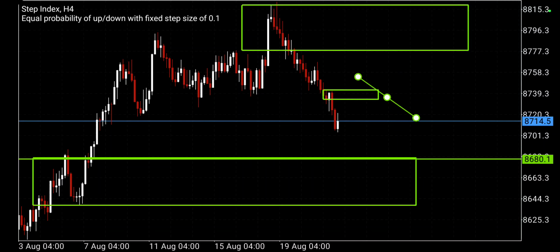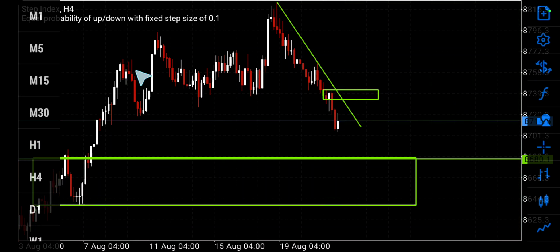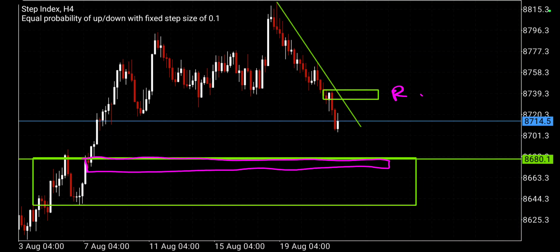Let's check this one out. We can remove this so that you don't get confused. Let's just put that horizontal trend line. There is your bearish trend line, right? And this is your area of resistance, and there is your nearest area of support on H4, this one, and it is inside the daily area of support, which is also inside a weekly, because we said weekly starts here.